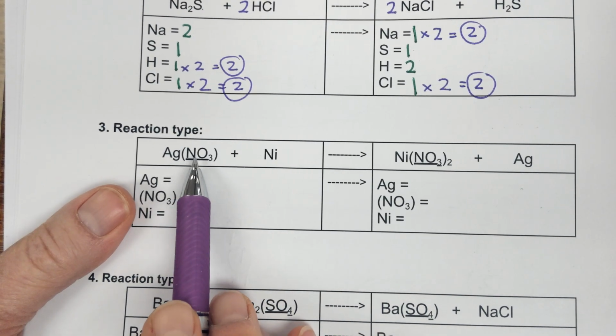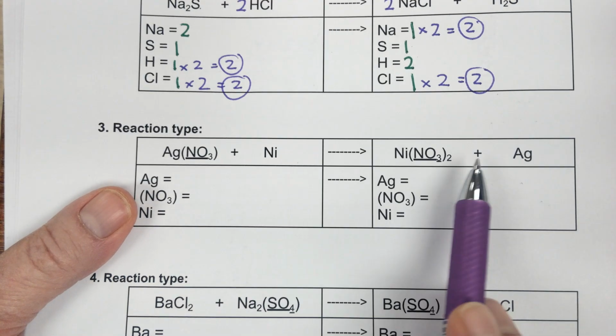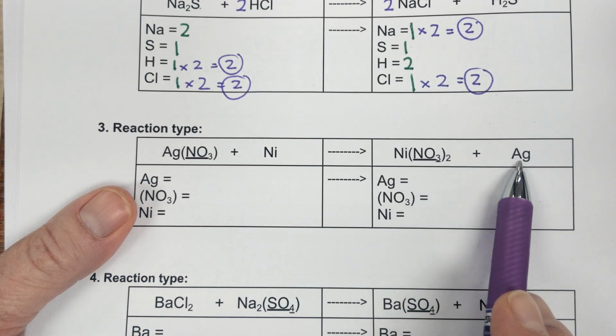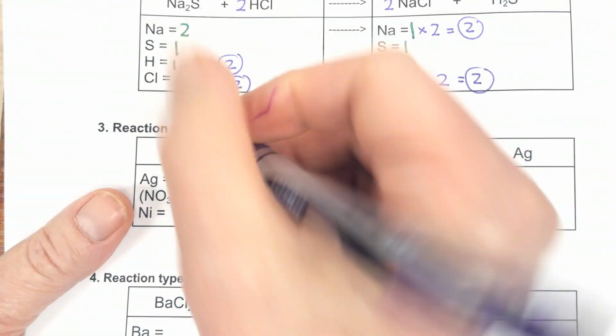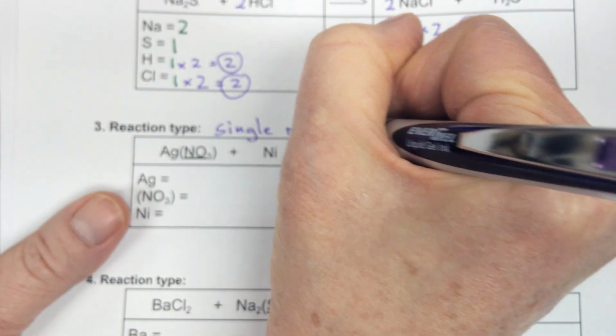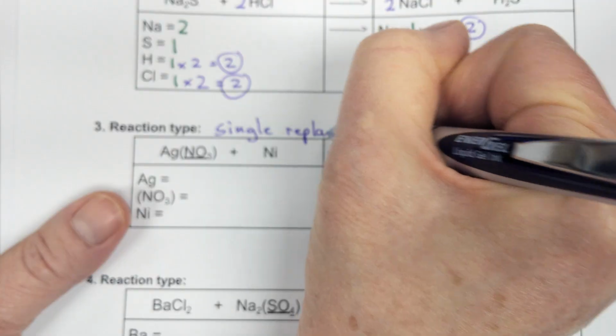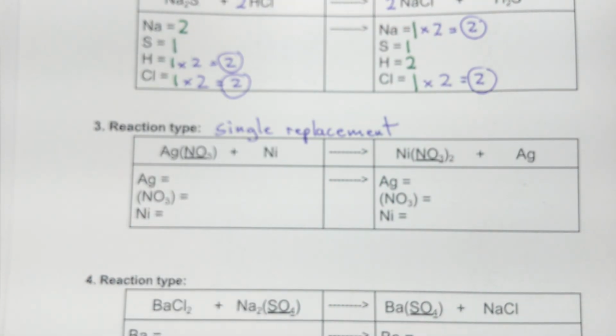Okay, now we have a compound reacting with a single element to form a different compound and a different single element. The nickel and the silver trade places. We call that a single replacement. And now we're going to count and balance.